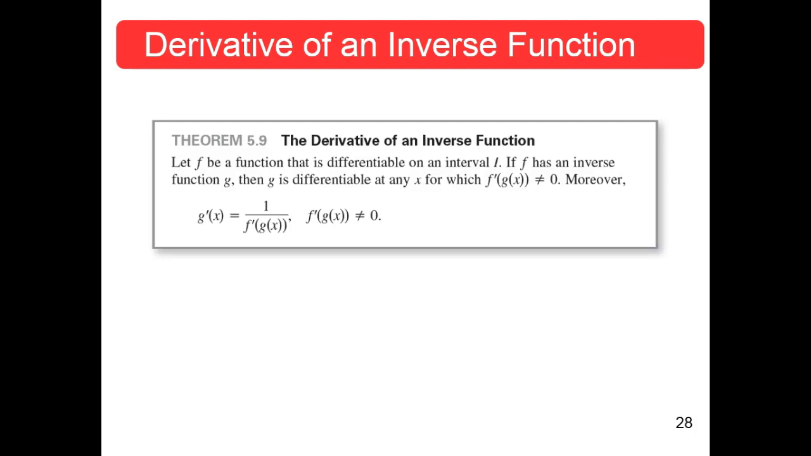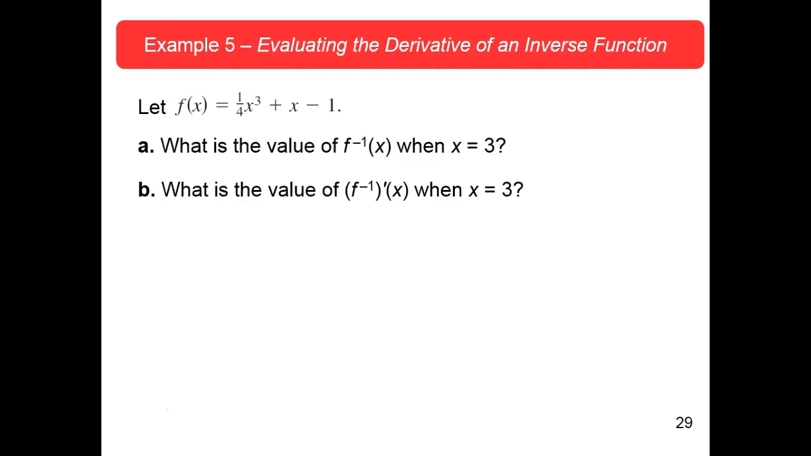So, what is that derivative then? If f is a function that is differentiable on an interval I, if f has an inverse g, and g is differentiable for any x for which f prime of g of x is not 0, then g prime is 1 over f prime of g of x, as long as that f prime of g of x is not equal to 0. Okay? Now, again, there may be times that you might find this useful. I've never run into many of them. That's a definition for what your inverse function is.